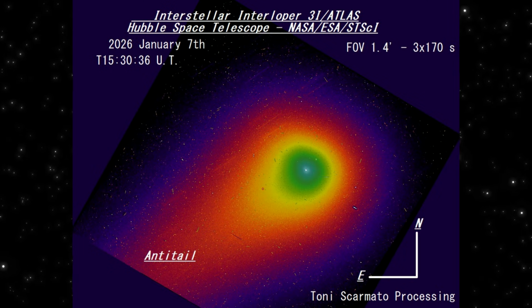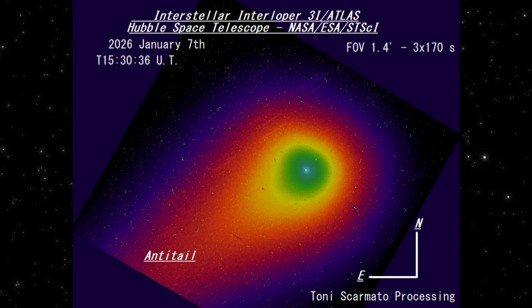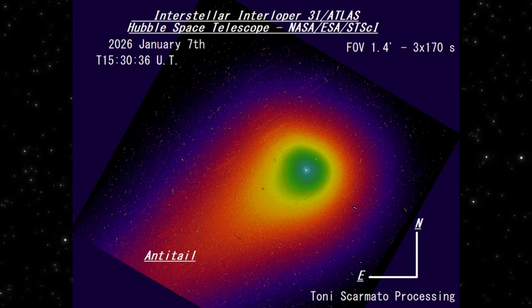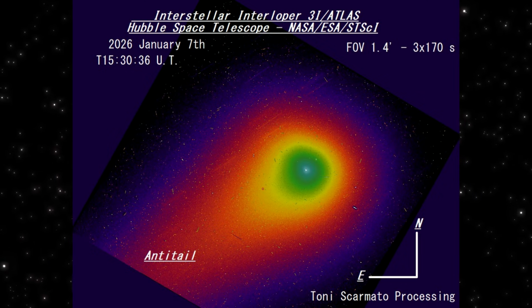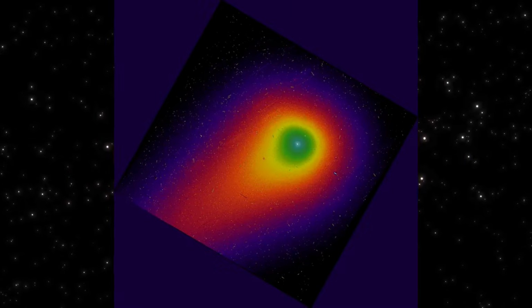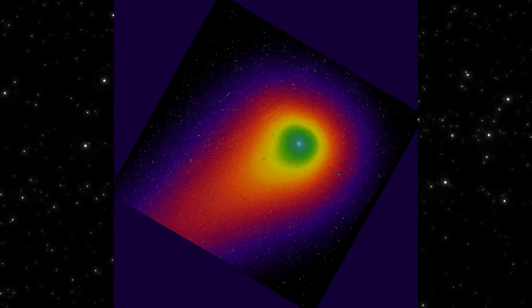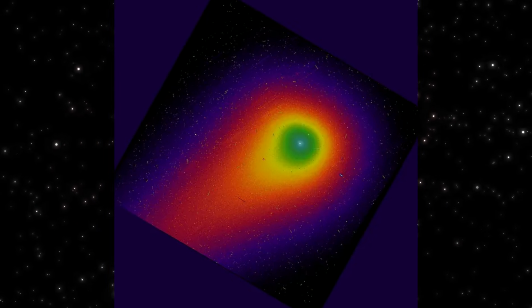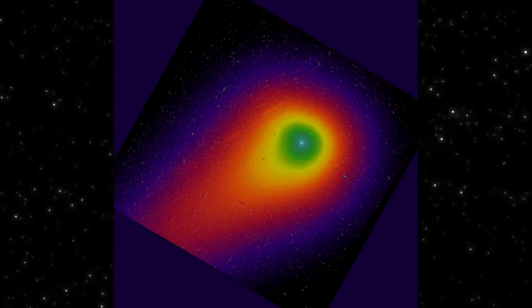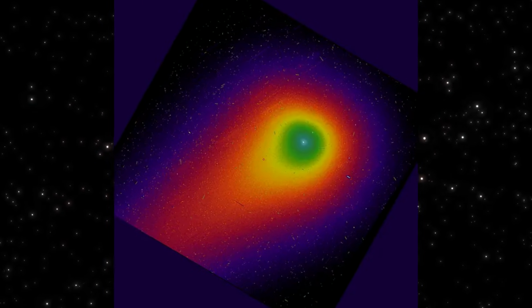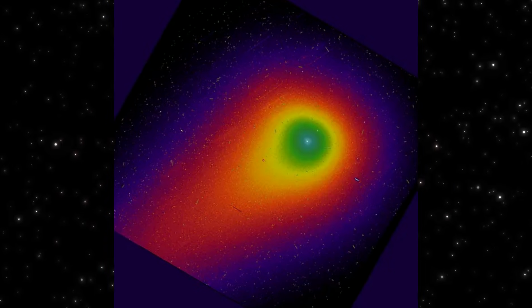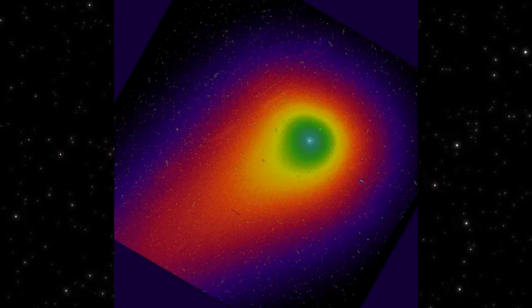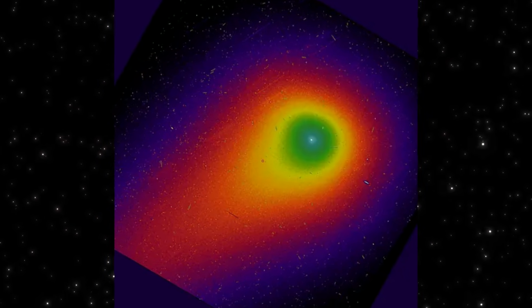And this is where I want to hand it to you. If a single Hubble dataset can look this ordinary in one view and this structured in another, the real question isn't whether 3I Atlas is strange. It's how much of its behavior we're still missing because we haven't looked the right way yet. So here's the question. Is this anti-tail just an extreme case of geometry and dust physics? Or is 3I Atlas showing us a mode of activity we don't yet fully understand?